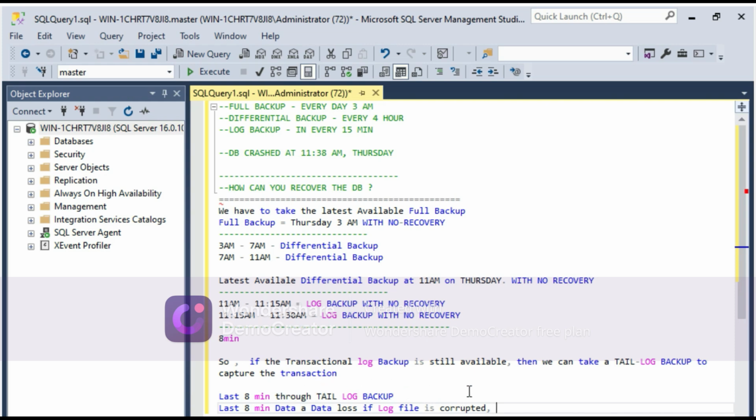So this is the strategy we need to follow while recovering the database.